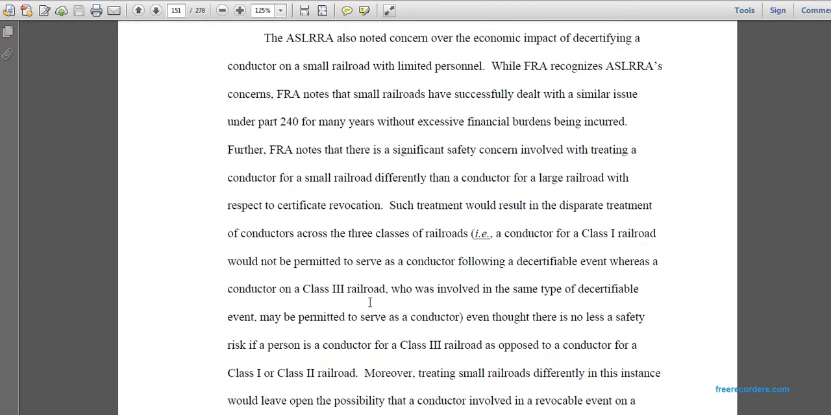Such treatment would result in disparate treatment of conductors across the three classes of railroad. That is, the conductor of a Class 1 railroad would not be permitted to serve as a conductor following a decertifiable event, whereas a conductor on a Class 3 railroad, involved in the same type of decertifiable event, might continue serving as a conductor, even though there is no less of a safety risk if the conductor is on a Class 3 railroad as opposed to a Class 1 or 2 railroad.